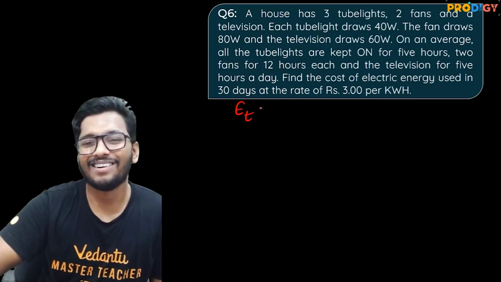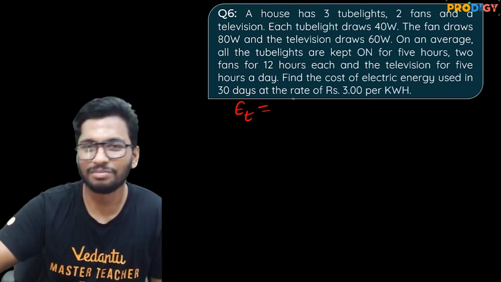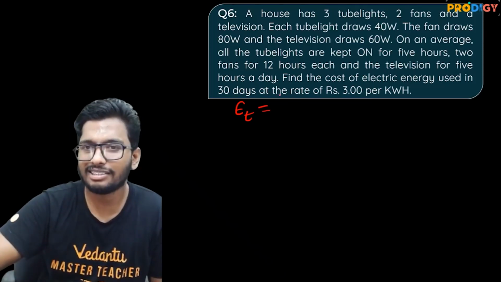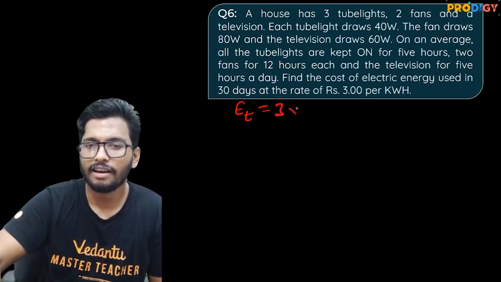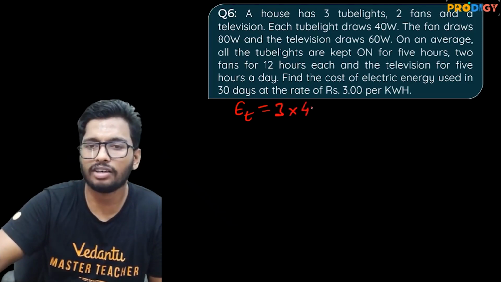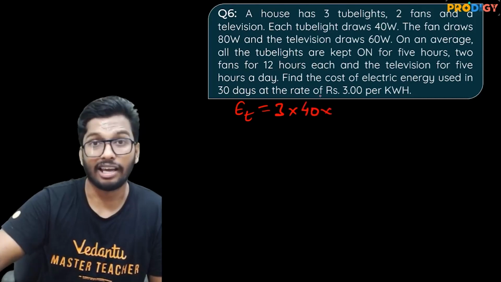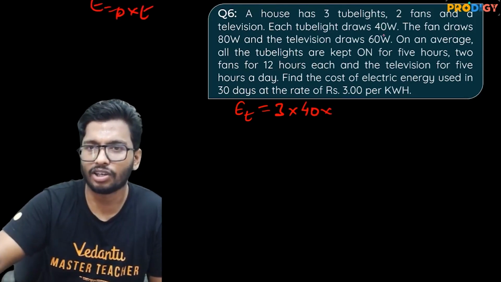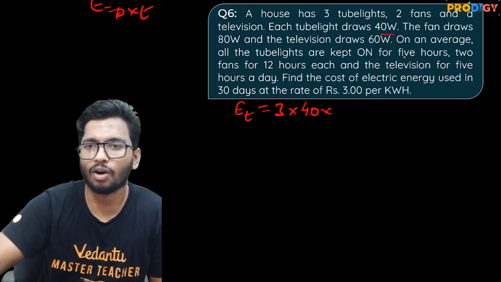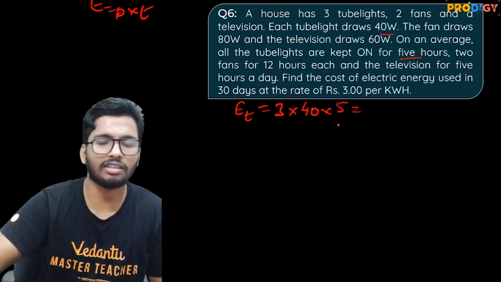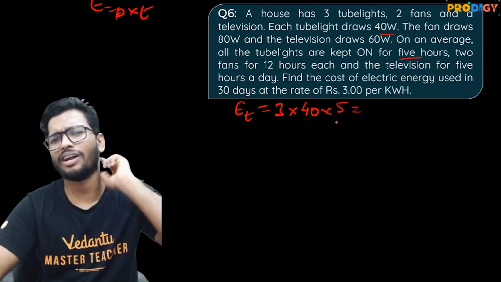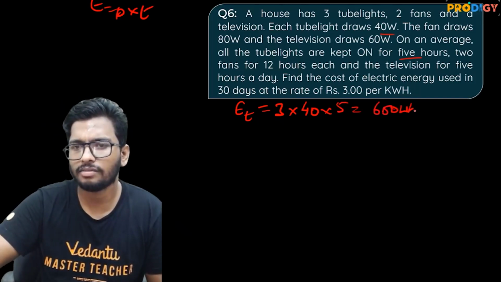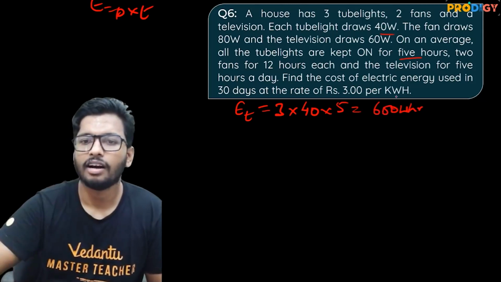Anyways, first of all, find out the energy consumed by the television, the tube light, and the fan. By the tube light, there are 3 tube lights which consume 40 watts of power. Again, energy is power into time. Power is given as 40 watts, and the time is 5 hours a day. So how much is that? 5 into 4 is 20, into 3 is 60. So 600 watt hour is what you're going to get.